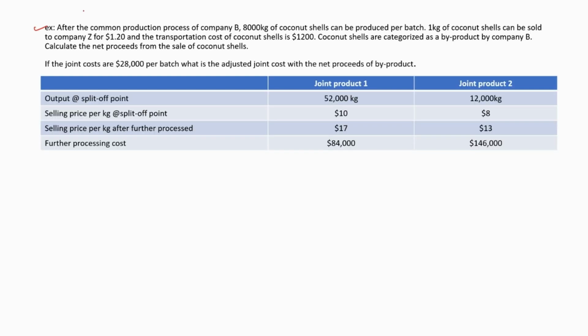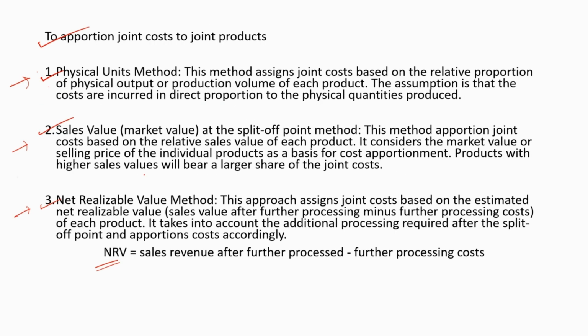Now let's do this example. This is the same example as we discussed so far. What we have to do is apportion the joint costs to each joint product. In order to do that, first we have to account for the byproducts, and then we have to adjust the net proceeds with the joint costs. Only after that can we apportion the joint costs to joint products based on one of these three methods we discussed earlier.